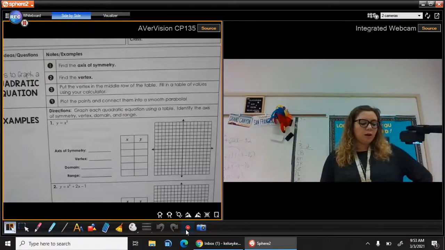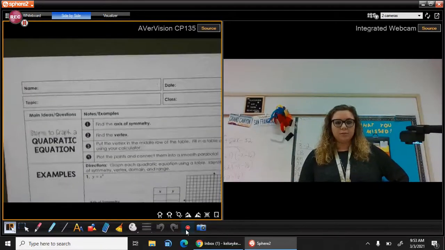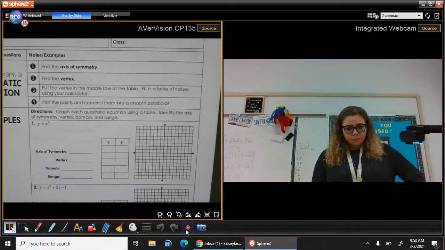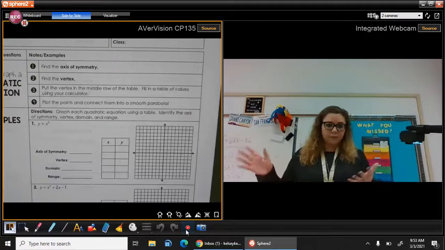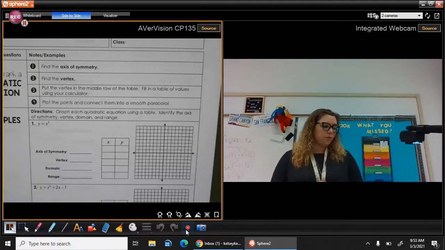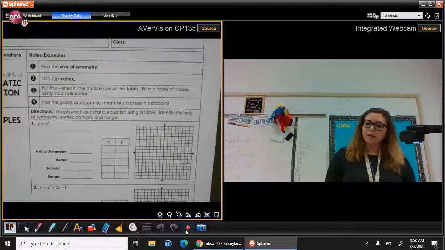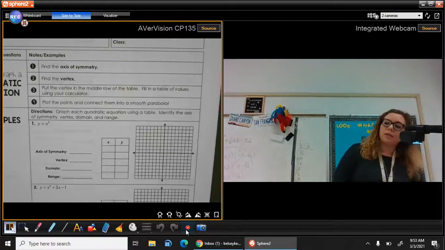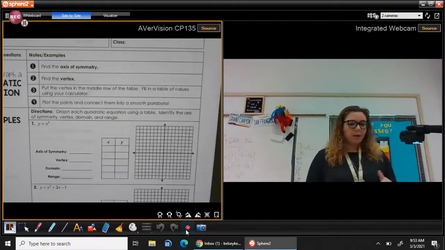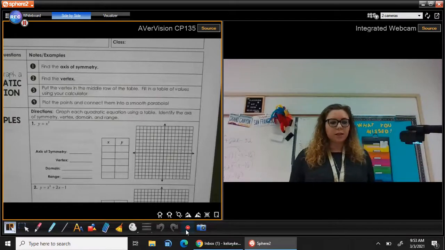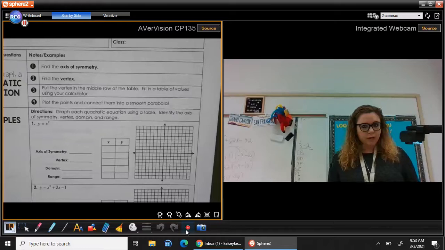So we're still talking about graphing quadratics in the form of ax squared plus bx plus c, and so on and so forth. We're going to take what we did yesterday and apply it to what we're going to do today. So it's nothing new. There's only one extra step that's a little different, but it shouldn't be too bad today.